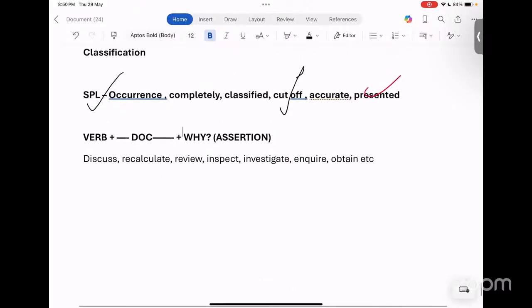So if you miss out on this assertion, you will lose half a mark. So to get full marks on that procedure part, make sure that you are writing it in the correct form I've just stated.